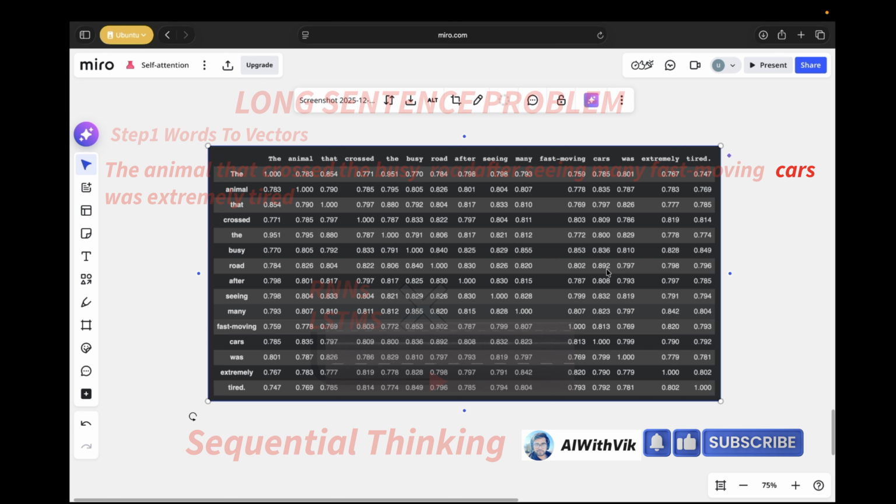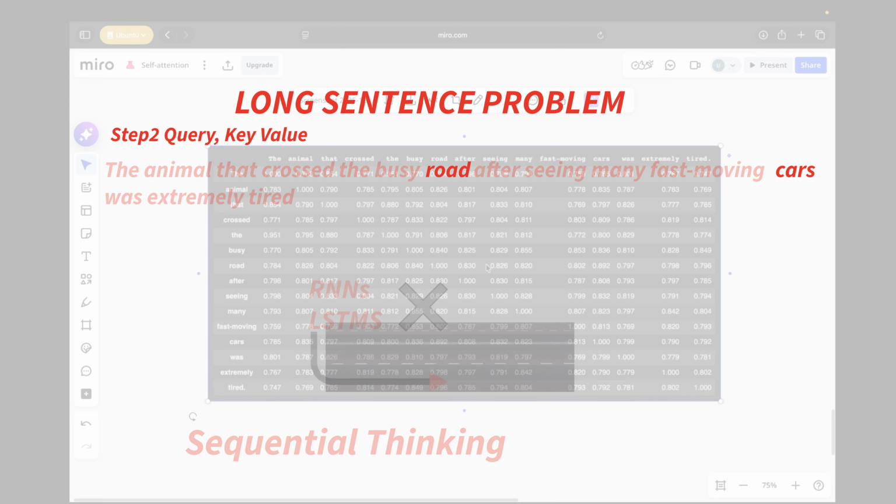Okay, let's now understand the second step, query, key and value. What are those?